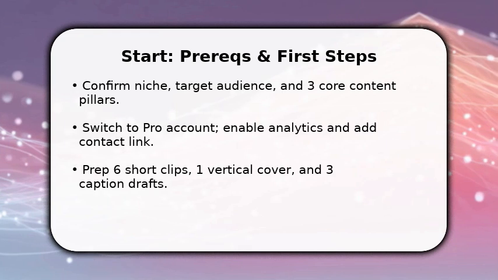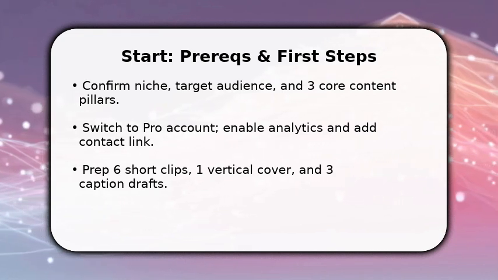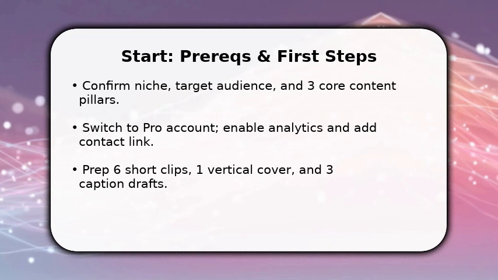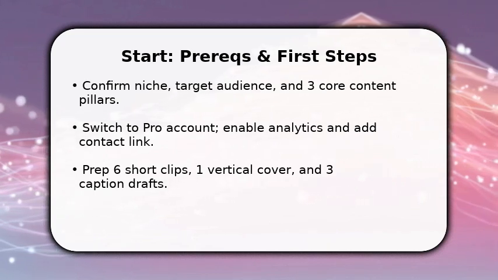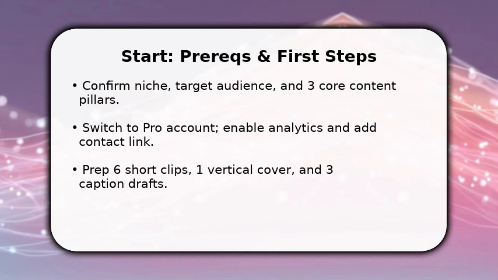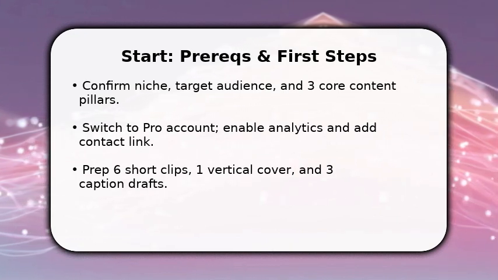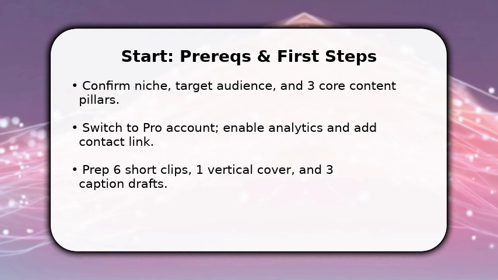Now create 3 caption drafts using targeted keywords and 1 hashtag set. This primes the algorithm and saves time when you post. Make sure to keep clips vertical, punchy, and under 60 seconds to match the 1-minute growth format.